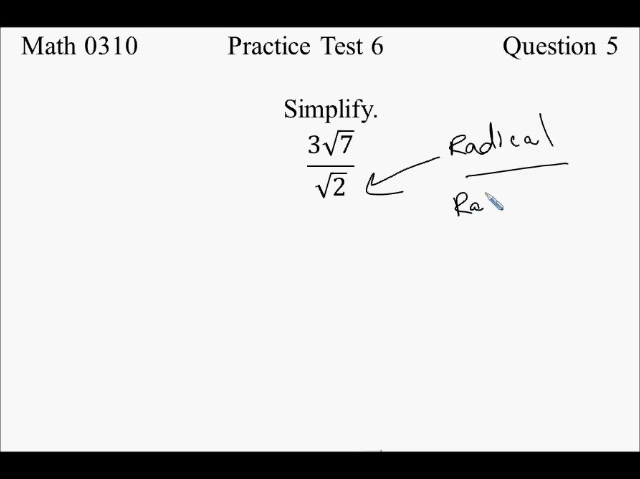This is called an irrational number when we have the square root here. So we call this process rationalizing the denominator.